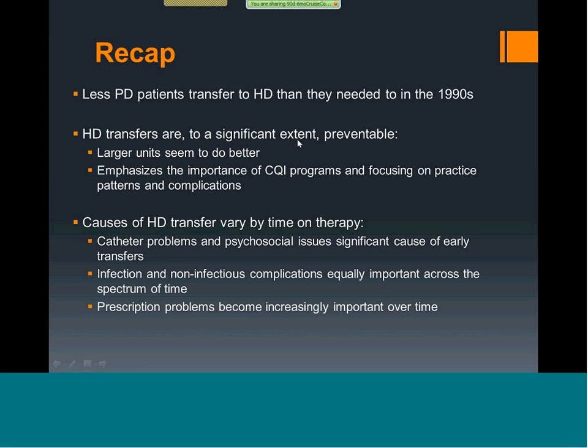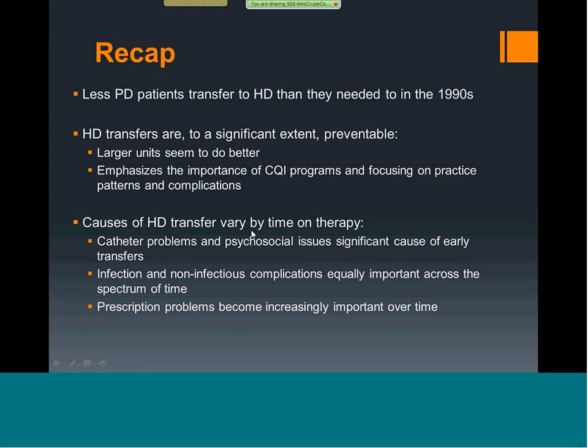And the reason is very simple. All have only one peritoneal membrane. If that peritoneal membrane is damaged, there's no choice but to do hemodialysis. If you do hemodialysis, you have multiple vascular access sites. One fails, you can move on to the other. So by definition, PD is going to have more transfers to hemo than the other way around. Even those transfers, to a significant extent, are preventable. Larger units seem to do better, which in my mind emphasizes the importance of CQI programs and focusing on practice patterns and complications.